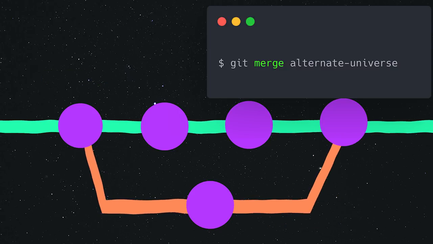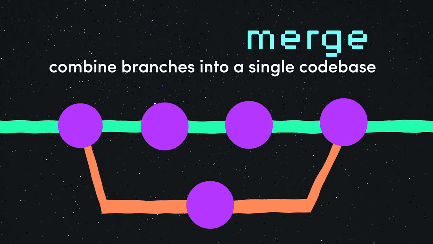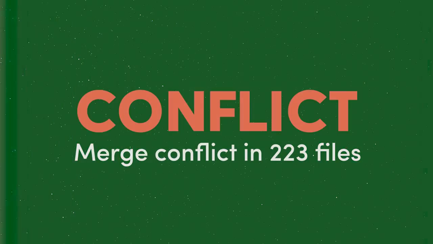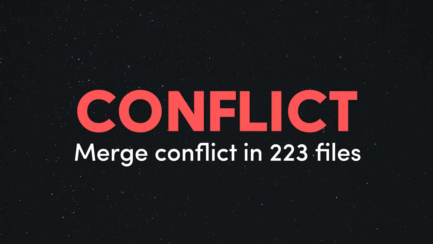When you're ready, go back to the master branch by running git checkout. Then run git merge on your alternate universe. The tip of your feature branch now becomes the head of the master branch. Or in other words, our fragmented universe has become one. Unless you ran into a merge conflict, in which case you'll just have to wait for the sequel. This has been Git Explained in 100 seconds.